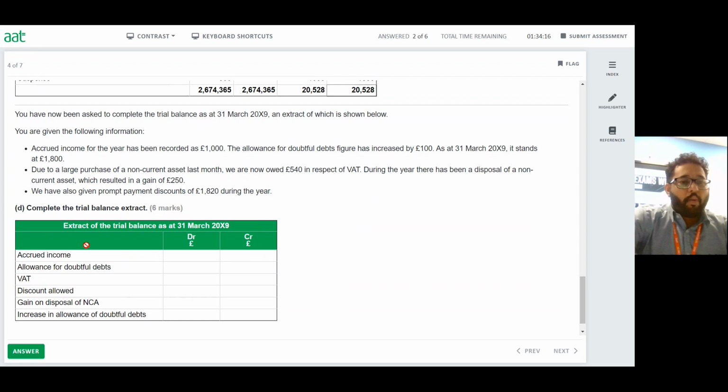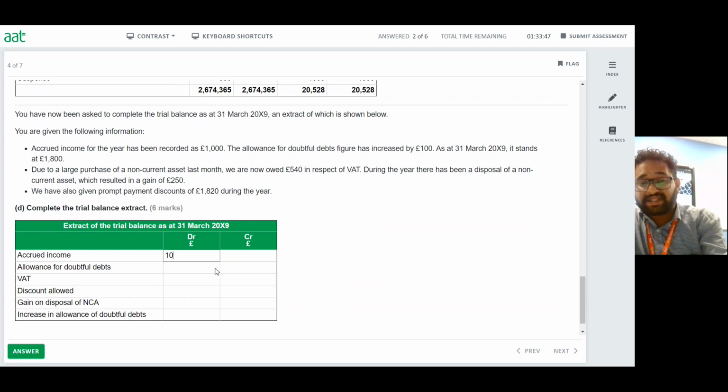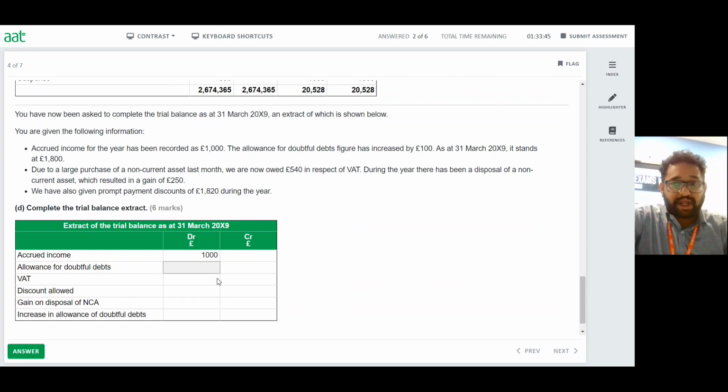They want you to know what amount I'm going to put on the extract of the trial balance. Okay, it's not the adjustment, they want the extract of the trial balance. So here, accrued income for the year is recorded at £1,000. What is accrued income? It's something I should be getting, but I haven't been paid yet. Therefore, your income account will have a credit entry. The accrued income account will have a debit entry because it's an asset. We are expecting that money to be paid next year. Therefore, we create a debit entry.